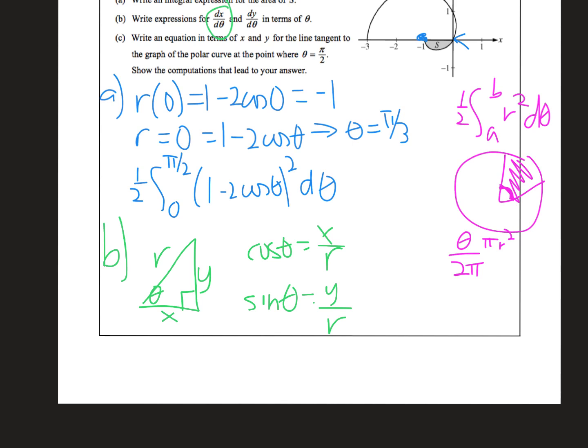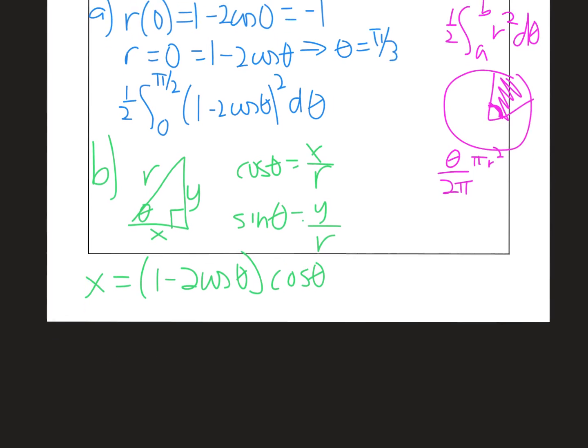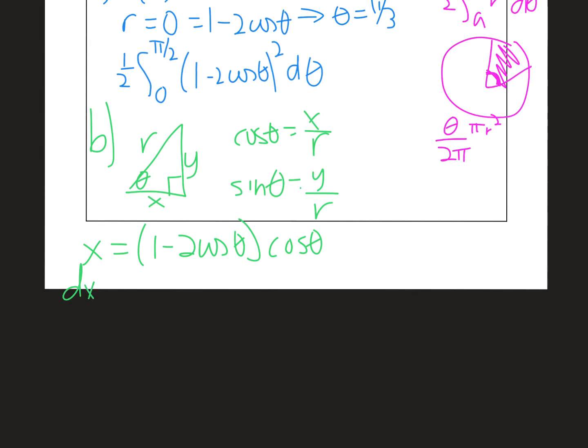So we want dx d theta. So let's write an equation involving x and theta. So x is r cosine theta. R is 1 minus 2 cosine theta. And then r cosine theta, so r and then cosine theta. So that means dx d theta is just take a derivative.